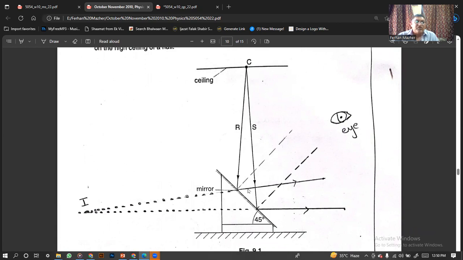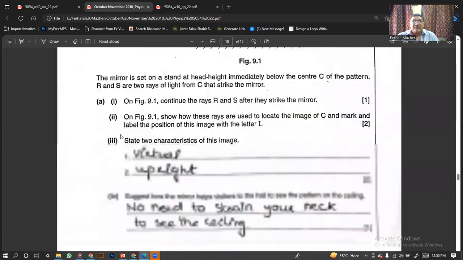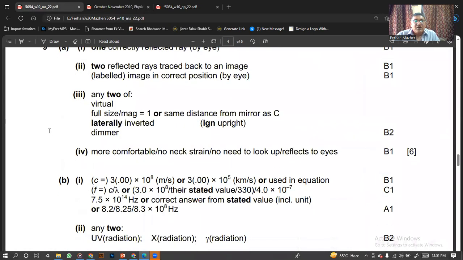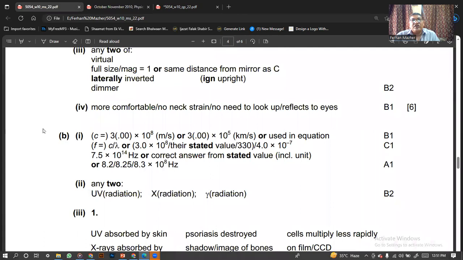He only has to look straight into the mirror and he will be able to see the pattern of the ceiling here. So you don't have to stretch your neck, strain your neck and look upward. That is why this technique is used. No need to strain your neck to see the ceiling. That is our answer. More comfortable, no neck strain, no need to look up, reflects to eyes.